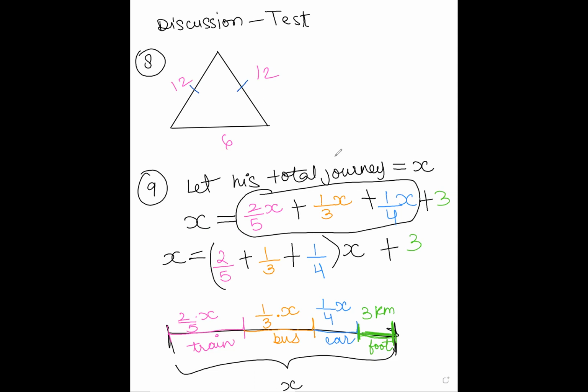Fine. Now can you do 2/5 plus 1/3 plus 1/4? No, we have to find the LCM. So 2/5, plus 1/3, plus 1/4.